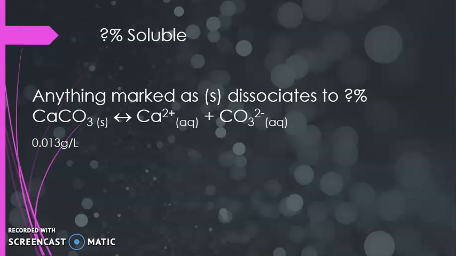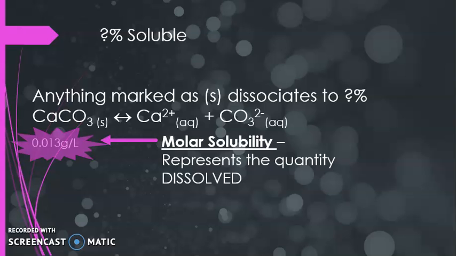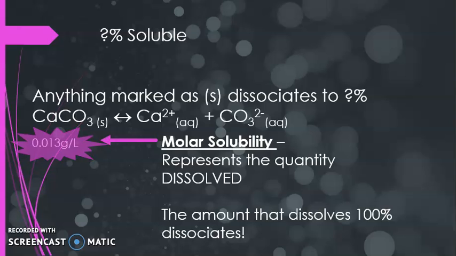Although molar does imply that this number should be in moles. And that's exactly what we're going to do in just a minute. We're going to convert that into moles. Again, remember that this represents the actual quantity that has dissolved. When an ionic substance dissolves, it does dissociate to 100%. It's just that because it's only slightly soluble, not 100% of the material will dissolve. But that 0.013 grams that does dissolve will then 100% dissociate.